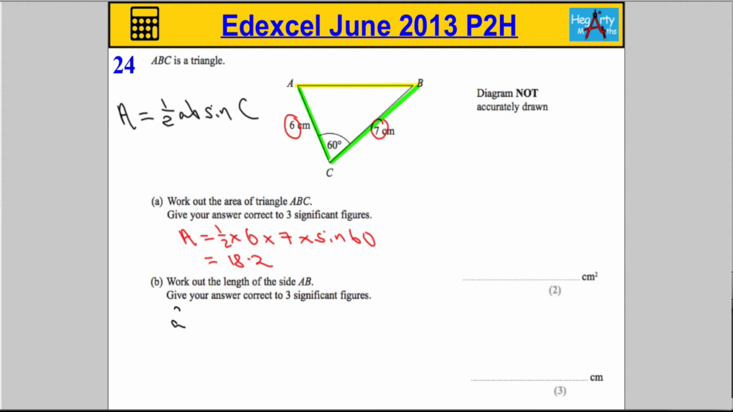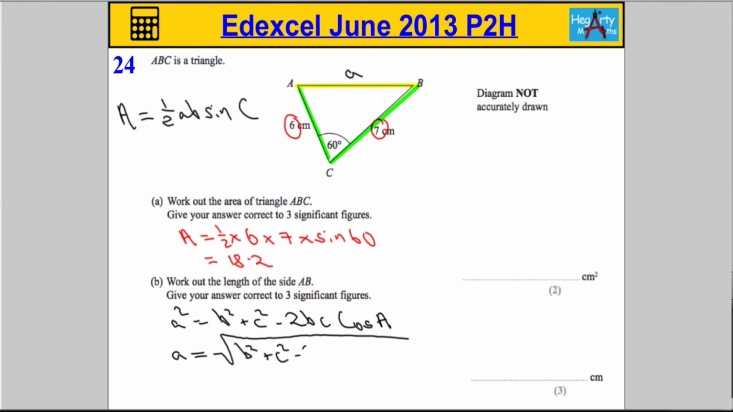The cosine rule states that a squared equals b squared plus c squared minus 2bc cosine A. In this case, I'm going to call a this side here. And I'm going to do a little bit more work to my cosine rule. Because I want a, I don't want a squared, so I'm actually going to take the square root of everything here. I'm going to take the square root of b squared plus c squared minus 2bc cosine A.